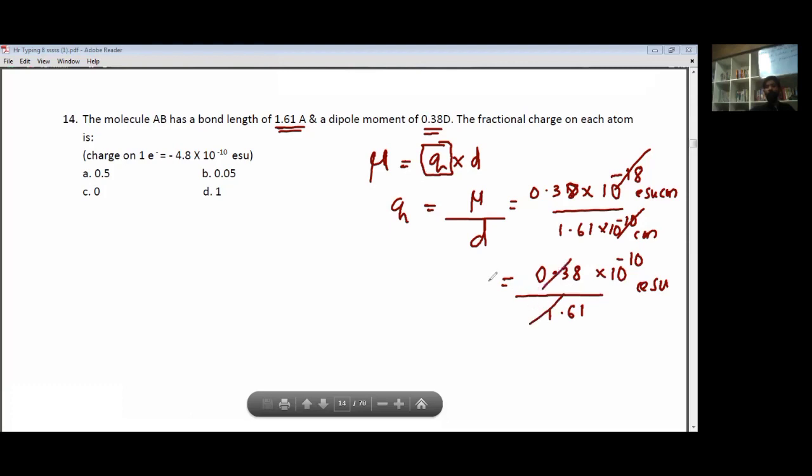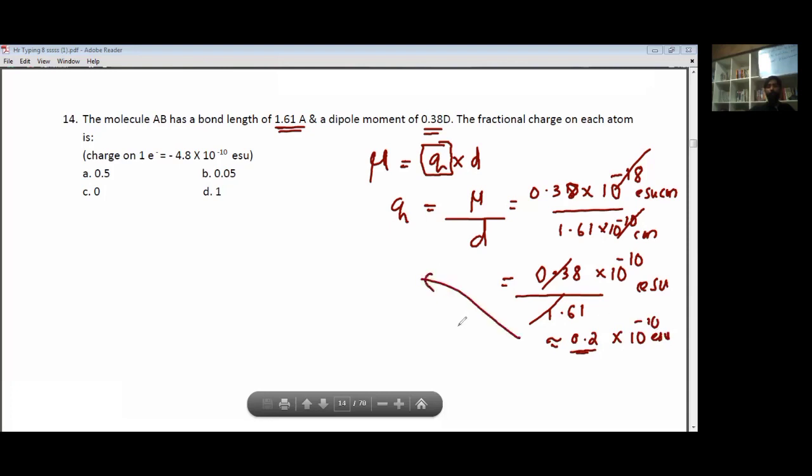So this is nearly 1 by 4, right? If this is 40, the answer will be 1 by 4. So nearly 1 by 4, 0.25. So approximately that is 0.2 into 10 to the power minus 10 ESC.